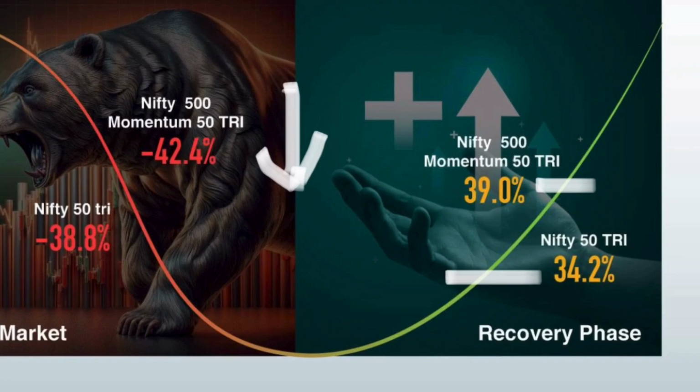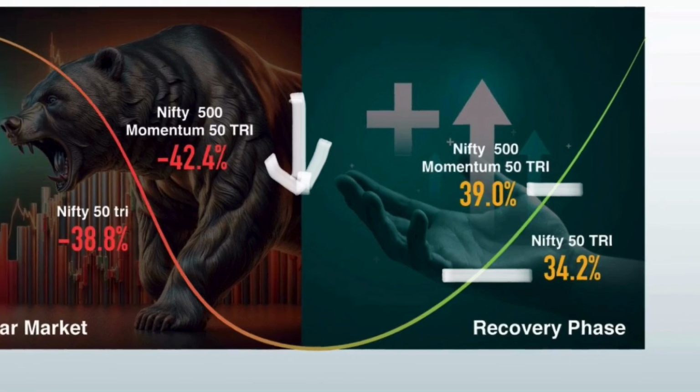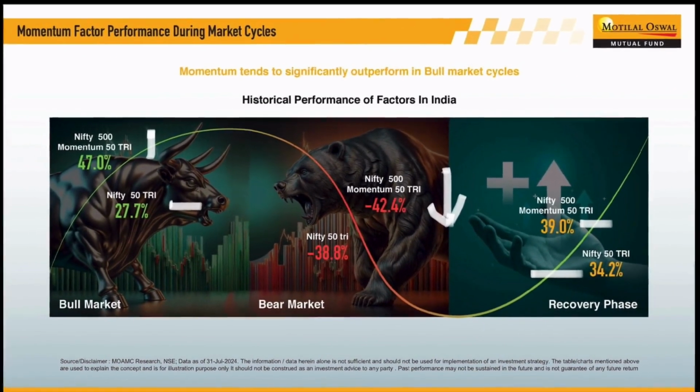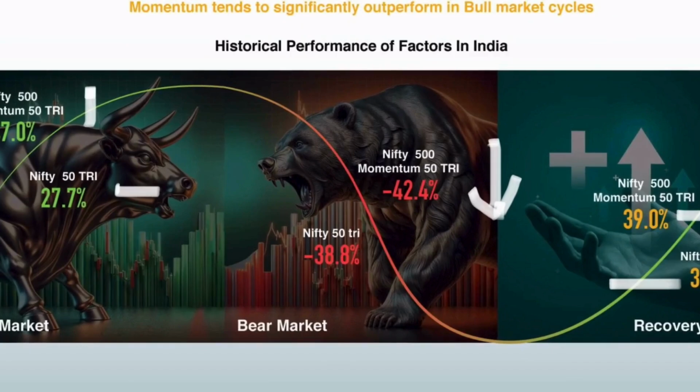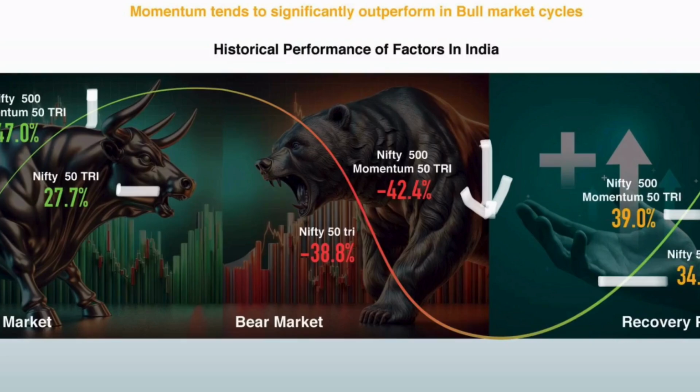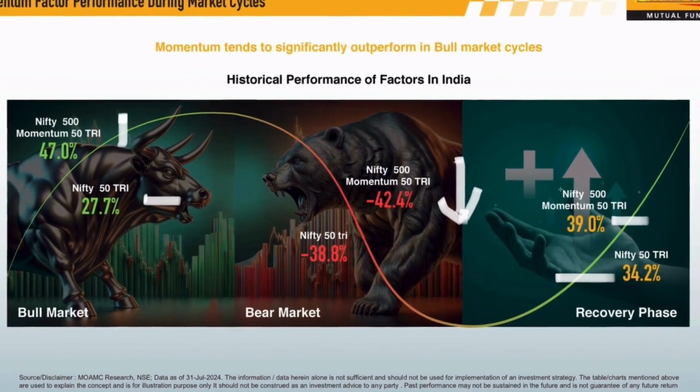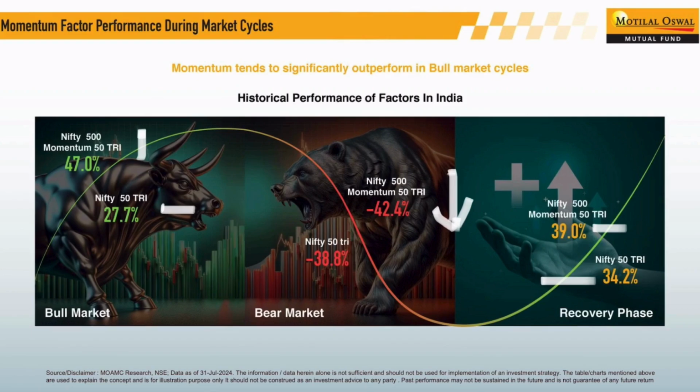So in recovery phases, what's happening is Nifty 500 Momentum 50 Index gave 39% return, while Nifty 50 gave 34.2% returns. So there is high volatility in this fund plus drawdown, which means the fall during negative market conditions is high for this index, for momentum index. So this is what the momentum factor performance during market cycles says.